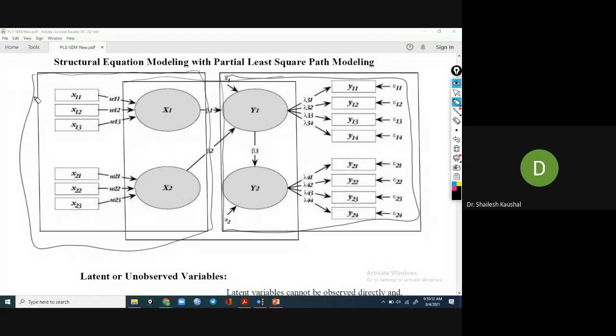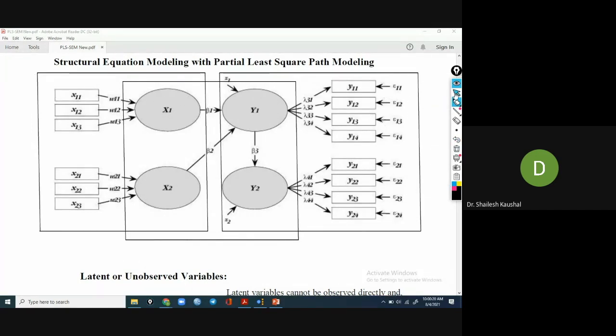One is the formative measurement model, because all three independent variables are forming this construct, and the other is the reflective measurement model, meaning these two endogenous variables are reflecting symptoms or questions. Okay, so this is about the inner model and outer model.